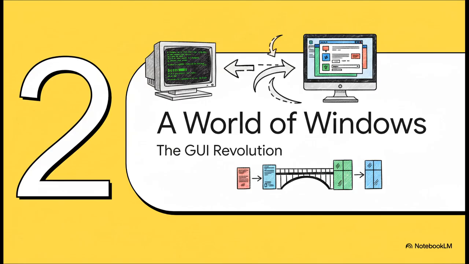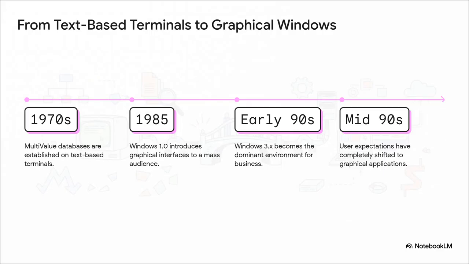But while all these robust text-based systems were humming along just fine, the rest of the computing world was going through a massive, seismic shift. The very idea of what a computer interface should be was about to change forever. Yeah, the move from those old green screen terminals to colorful graphical user interfaces, or GUIs, it was fast and it was absolute. After Windows 1.0 popped up in '85, the shift just accelerated. By the early 90s, graphical windows were the standard. People didn't want to type commands anymore, they wanted to click on buttons.